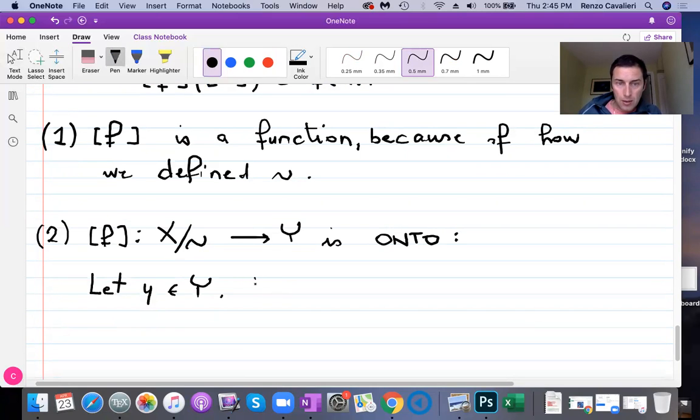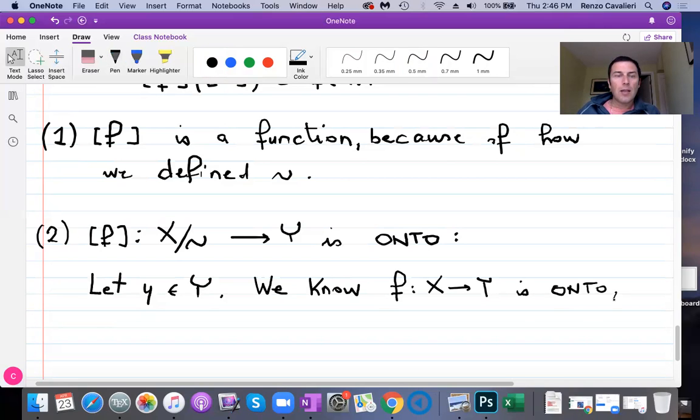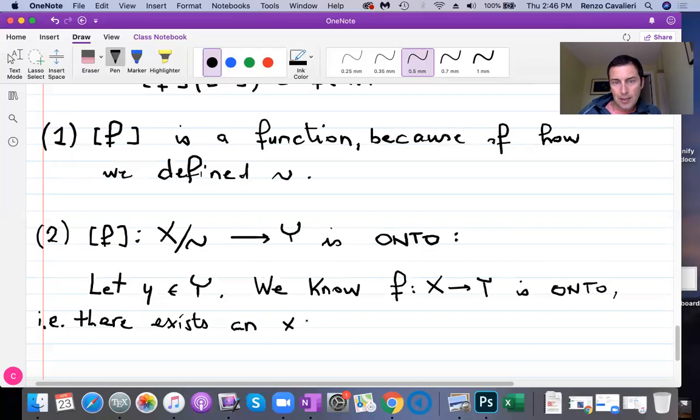We know that f is surjective, which means that there exists an x in x such that f of x is equal to y, so this y that we've picked right here, maybe let me call it y bar.